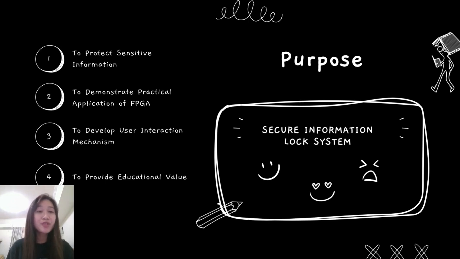Second, to demonstrate practical application of FPGA. This project highlights the potential of FPGA-based systems in implementing secure solutions for data protection through effective hardware-software integration. Third, to develop user interaction mechanisms. By incorporating switches and LEDs, the system allows users to interact with and retrieve information securely and intuitively. Fourth, to provide educational value. The project serves as a learning tool for understanding secure system design, C programming, and the use of platform designer for hardware development.